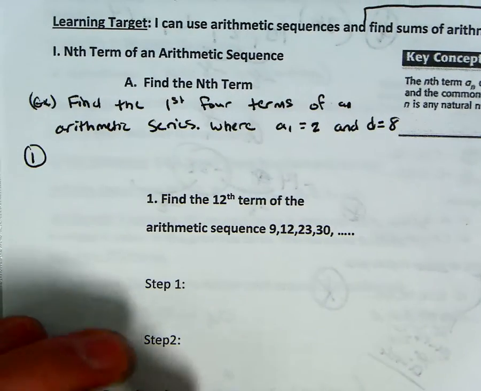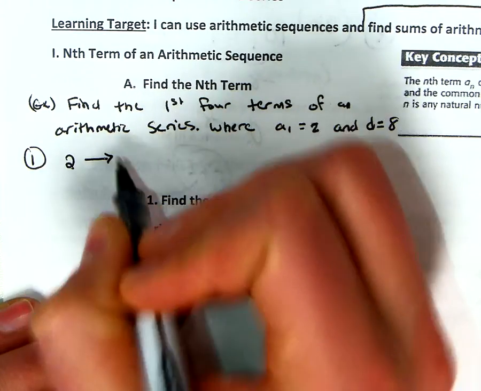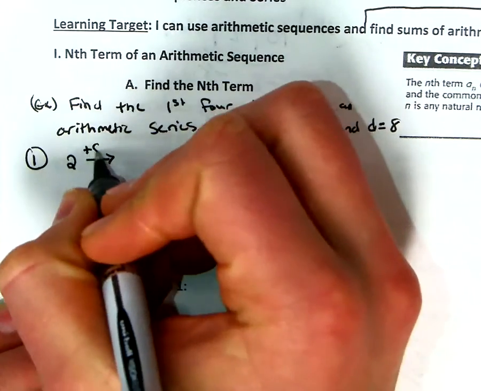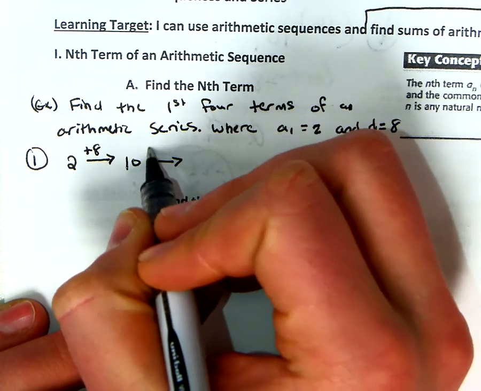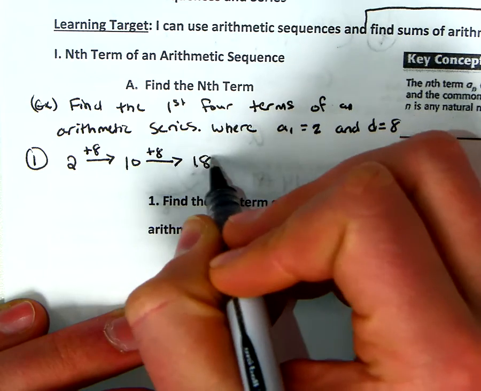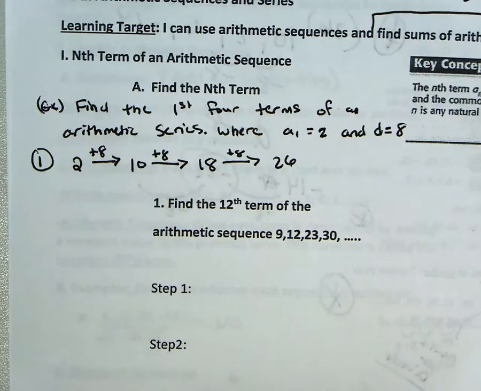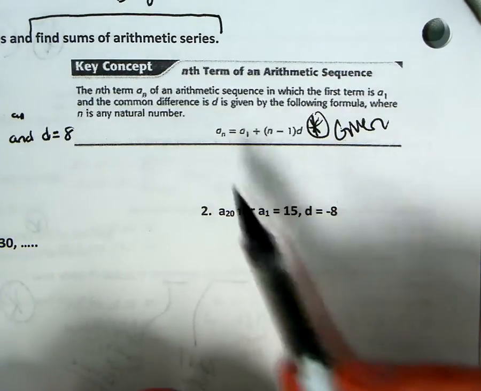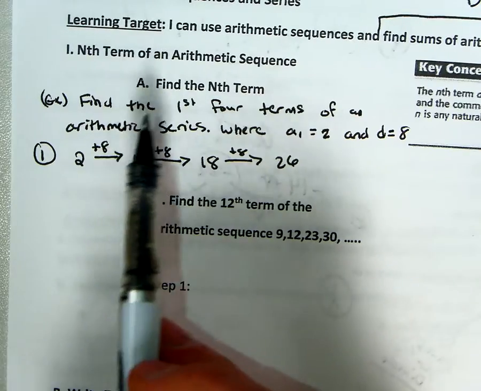First way is our first term is 2, and our common difference we said was plus 8, so 2 plus 8 is 10. The common difference is plus 8, so now we're at 18, and then plus 8 again, and we get 26. That's one way you can do it. Another way you can do it is plugging into the formula. Now, right now, for this example, this is probably the quicker way.